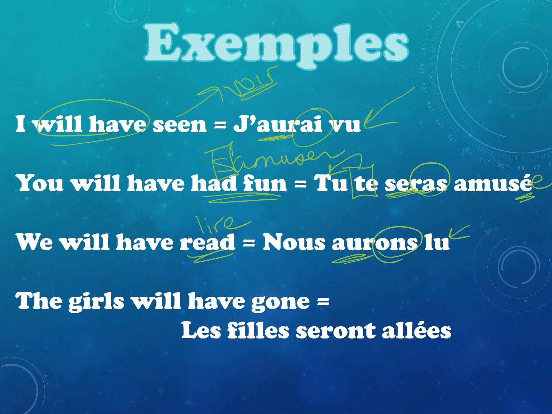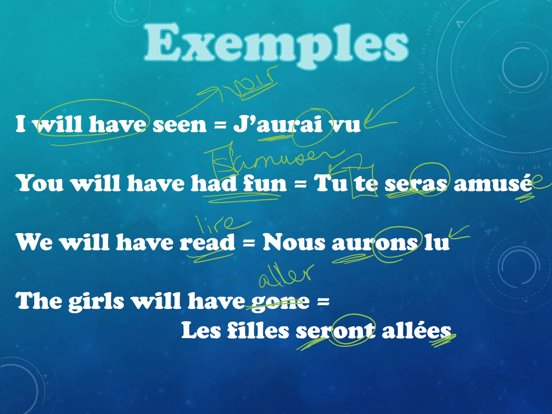And the girls will have gone. To go is aller. That is one of our verbs that uses être. That is two L's. So les filles seront, right? There's irregular for être, my ont ending for the future, and then allées. And because this is the girls with être as the helping verb, I am going to add an E and an S on the end there.